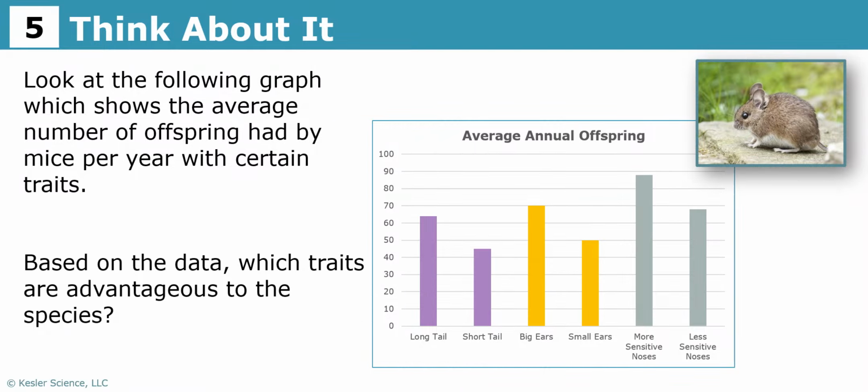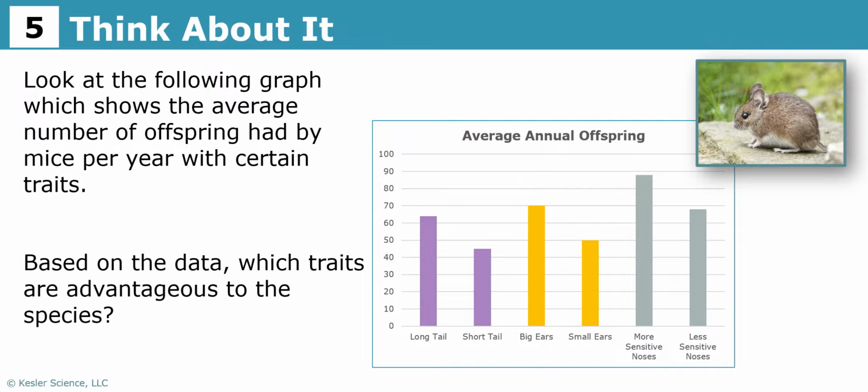So let's look at this particular graph and apply some of that knowledge about fitness and adaptations and who gets to survive long enough to reproduce. When you look at the graph, you'll see the average number of offspring that were had by mice each year with certain traits. Based on this data, which traits are advantageous to the species?